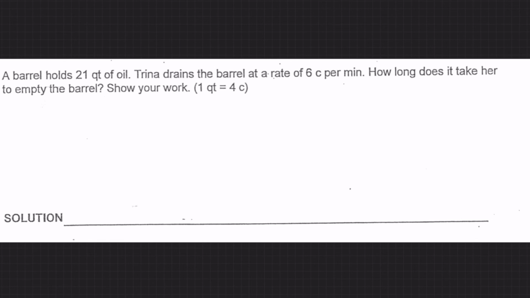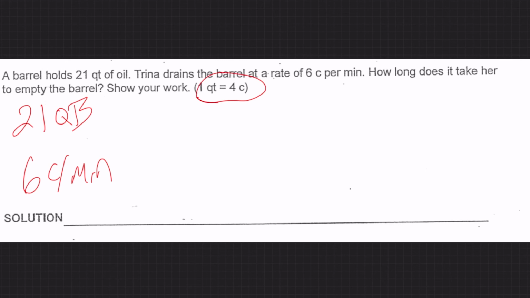Here's how I think the best way to do this is. First, let's write down what they've given us. We've got 21 quarts, and the rate is 6 cups per minute. What we need to figure out is how many cups is 21 quarts. We know that 1 quart equals 4 cups. So if we have 21 quarts, we need to do 21 times 4. That'll give us the amount of cups. 21 times 4 would be 84 cups.